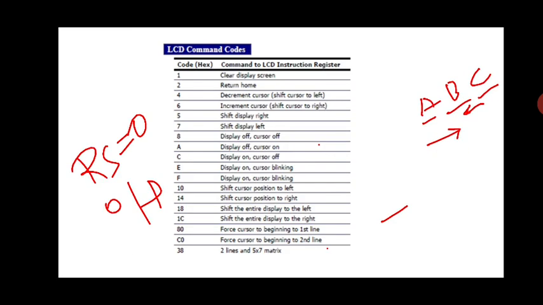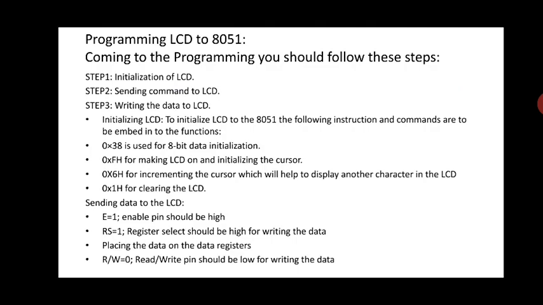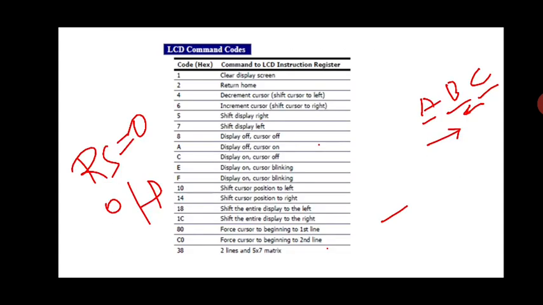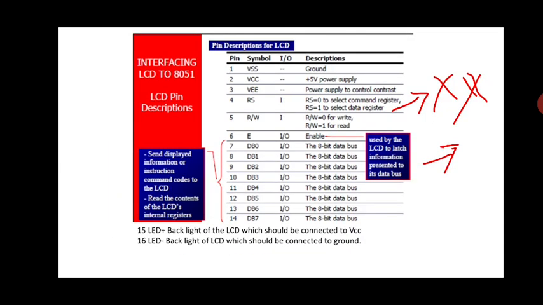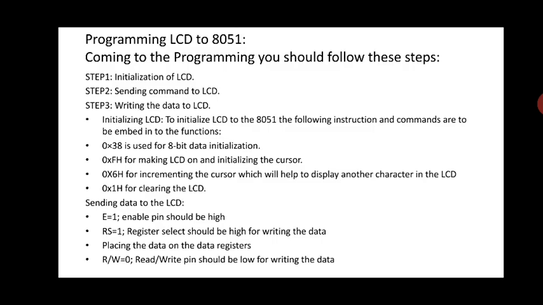As we have discussed here, enable has to be high. How do I make it? The enable pin should be high. And RS will be 1, means whatever data you are transmitting through the ports is not a command, it will be data bits. If RS is 0, it will be considered as a command. If it is 1, it will be considered as data bits.